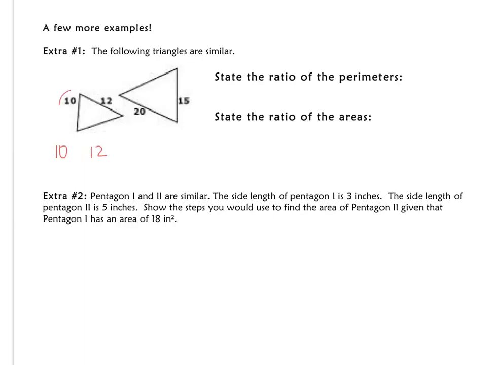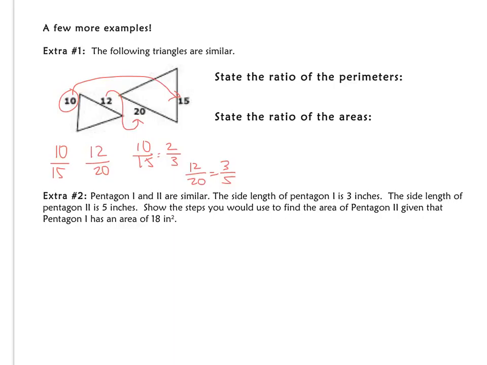Now, 10 is the smaller side, so as Mrs. Pugalko said in the video, that's going to correspond to the smaller side on the second triangle. So I get 10 over 15. 12, which is the larger side, is going to correspond to 20 on the second triangle because that is the larger side. Now, as Mrs. Pugalko reminded you, these are not reduced, so you need to reduce them. That 10 over 15 reduces to 2 over 3. That 12 over 20 reduces to 3/5.